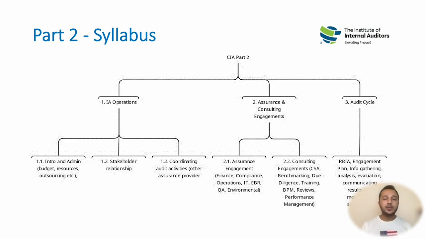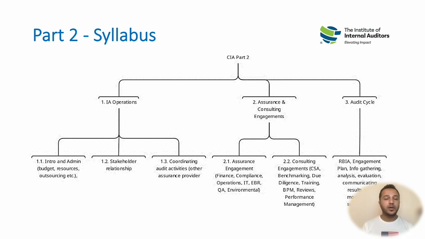In operations, they talk about some of the basic things about internal audit, the administrative activities of internal audit, how we can manage stakeholder relationships, and how we coordinate with other service providers. Those are related to the operations of internal audit. Budgeting is also part of it, and resource allocation. So these are the things which we discussed. This is one section.